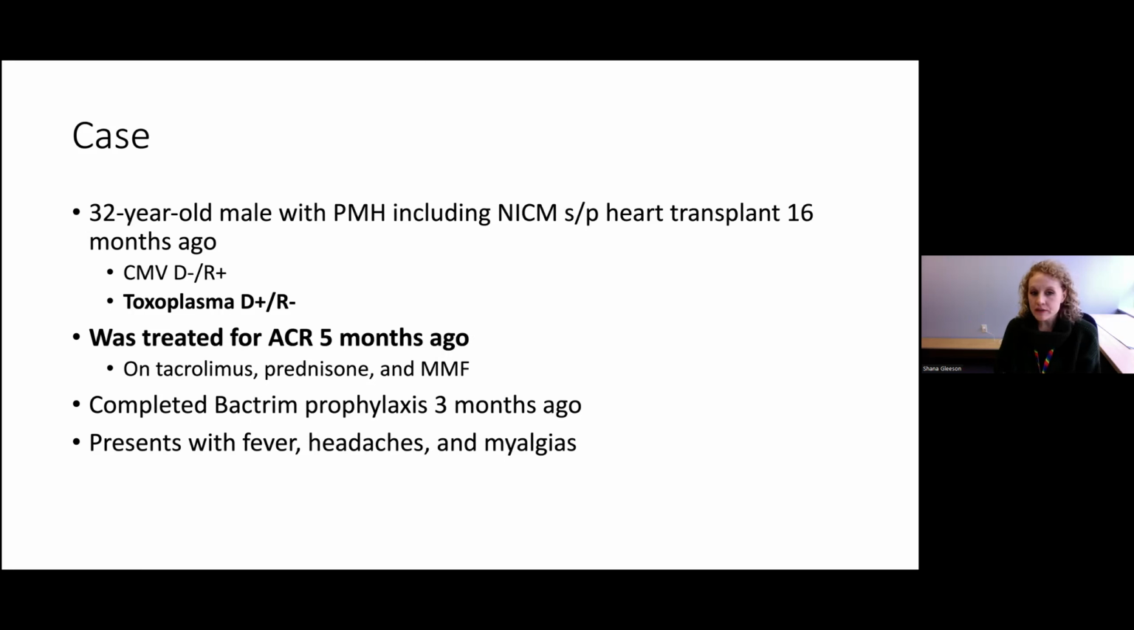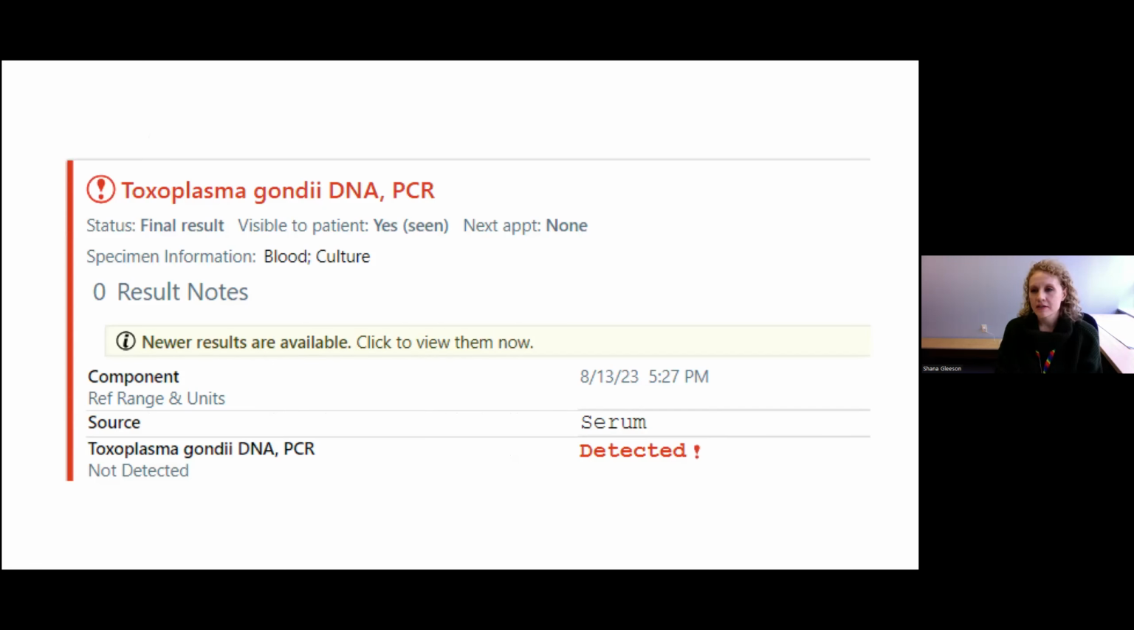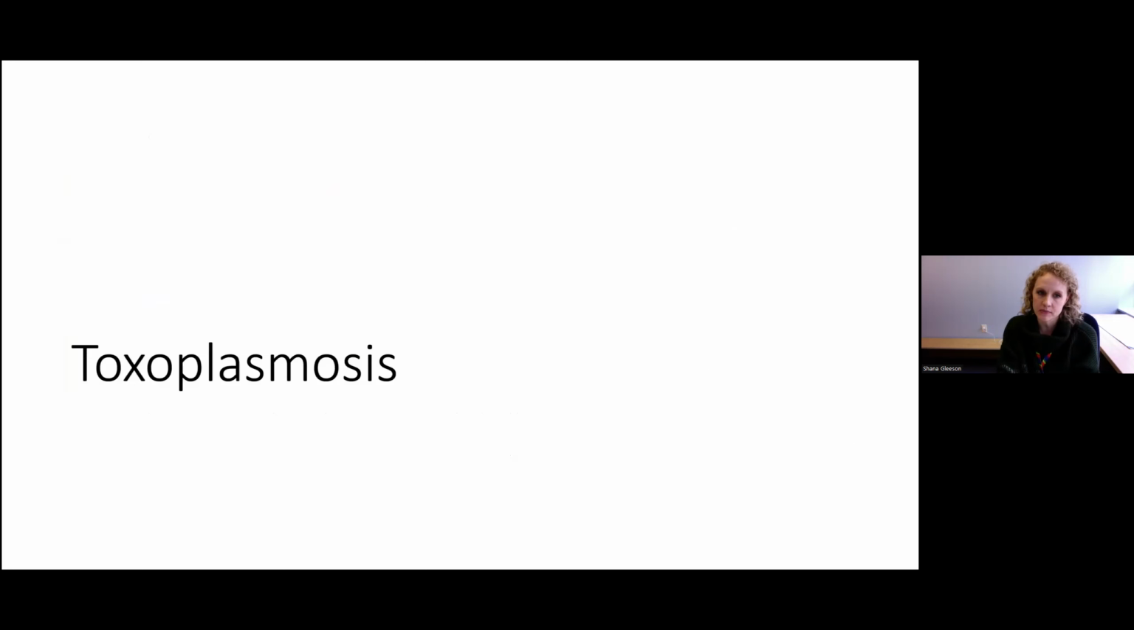Another feature, he was treated for rejection 5 months ago. So even though he's more than a year out, he's more heavily immunosuppressed right now. We've sort of reset the clock, like I was mentioning. And the other key feature is he's off background prophylaxis for a few months. So these are all clues that toxo may be a problem, which is what the problem was here. His blood PCR was positive for toxoplasma, and that was the cause of his symptoms.